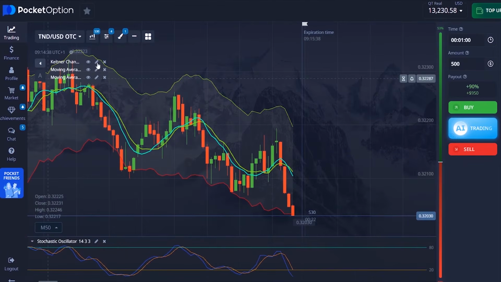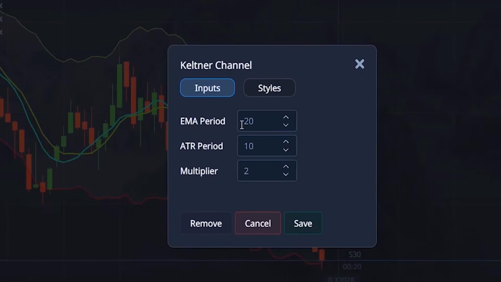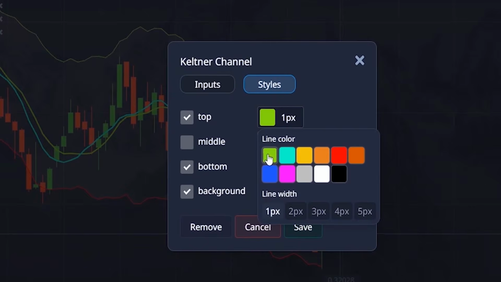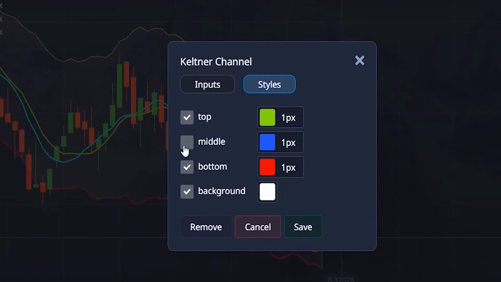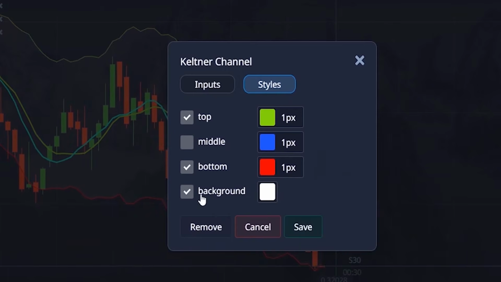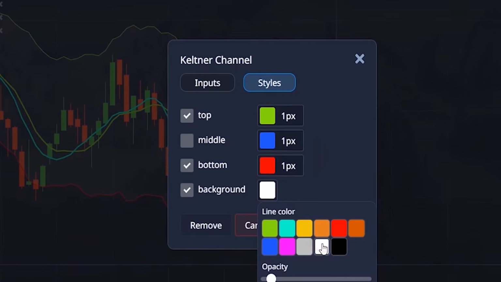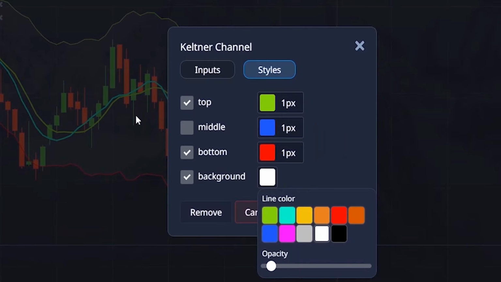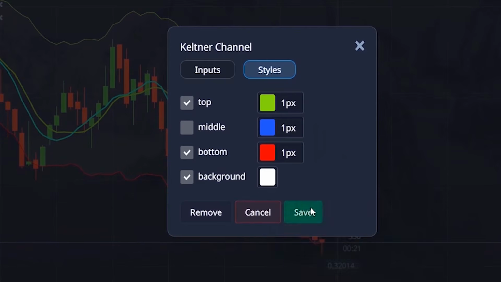The settings of our Keltner channel come with the EMA period of 20, the ATR period of 10, while the multiplier is 2. On the style level, at the top section, I'm going to be using a green color, on 1 pixel. At the middle section, we're going to take it out. At the bottom section, I'm going to be using a red color, on 1 pixel. For the background color, we're going to be using white, and you just have to tip down the opacity so it can be much more visible in the chart. When you're done, just click on save.